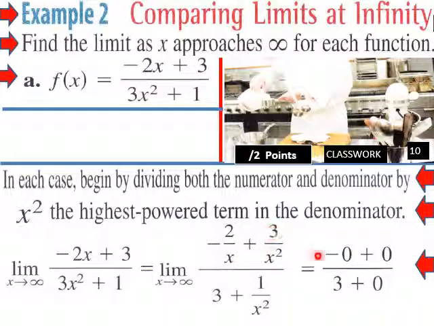As x goes to infinity here, these numbers get smaller and smaller. This number here does not have an x in the denominator, so it just becomes 3. So we end up with basically 0 over 3, which is 0.